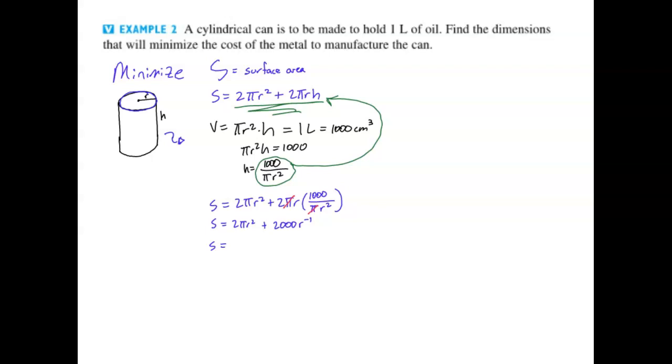Derivative of 2 pi r squared, if r is our variable, is going to be 4 pi r. Now, derivative of 2,000 r to the negative 1, you're going to have to bring down the negative 1, so it's going to be minus 2,000 r to the negative 2. So another way of writing this is it's 4 pi r minus 2,000 over r squared equals 0.